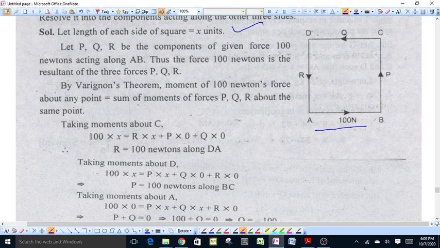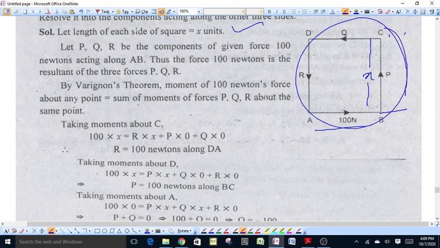Now we take the moment about the point C. The moment of the 100 newton force about point C will be equal to 100 into the perpendicular distance BC, which is equal to x, because we have supposed that the length of each side of the square is equal to x. This is also in anti-clockwise sense. Therefore, this moment of the 100 newton force will be positive, that is 100 into x. This will be equal to the moment of force R about C, which is R into x.